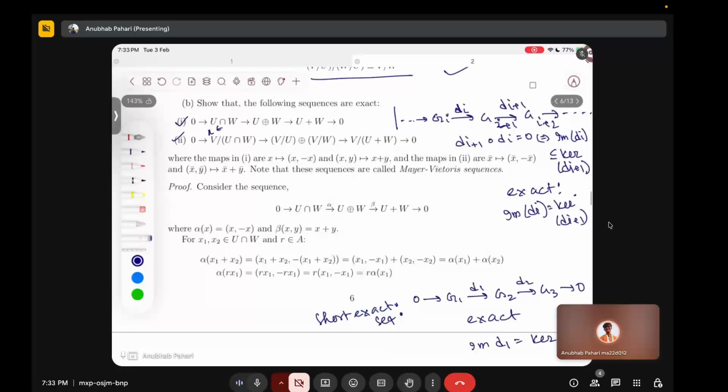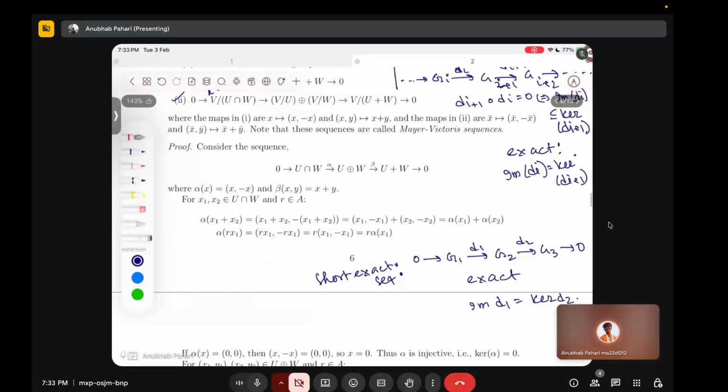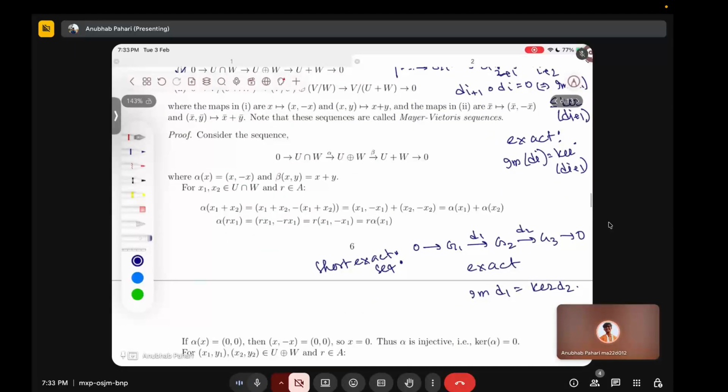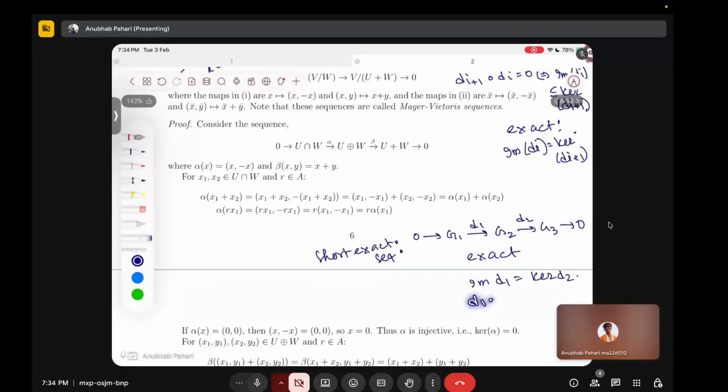Now we have to show that, one more thing I forgot to tell you, the image of one map is the kernel of the next map. Things should happen at every stoppage. So for the first one, its image is 0, right? Therefore the kernel of d1 should be 0, that means d1 should be injective.